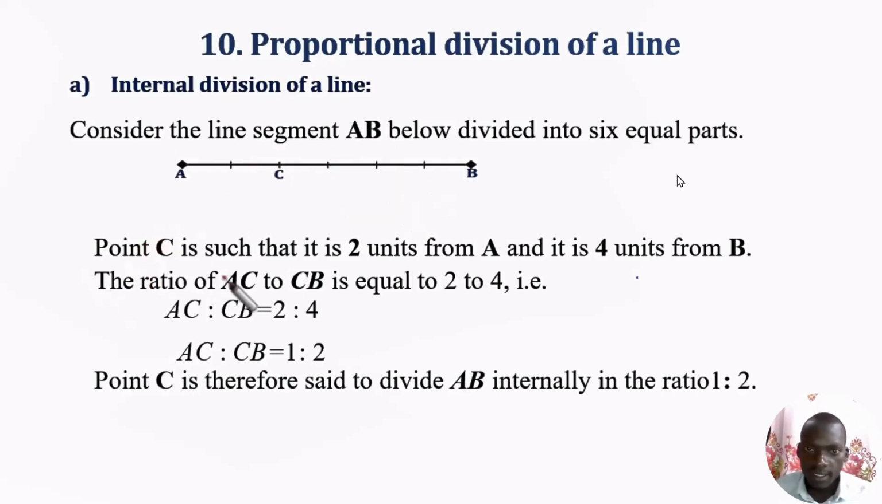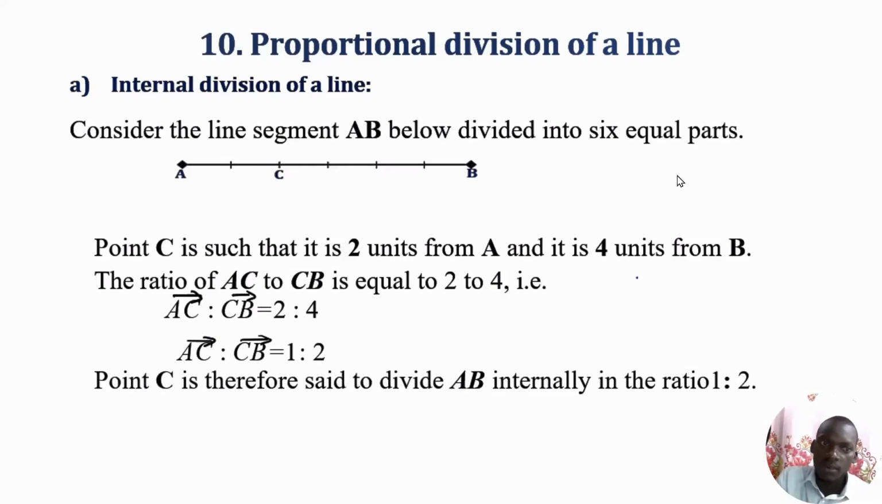They are saying that point C is such that it is 2 units from A. We can see that point C is 2 units from A, from here to here. And it is 4 units, 1, 2, 3, 4, from B. The ratio of vector AC to vector CB is equal to 2 to 4. As we reduce this, because there is a common factor of 2, we get the ratio of vector AC to vector CB as 1 to 2. And we say that point C is therefore said to divide the line AB internally in the ratio 1 to 2.